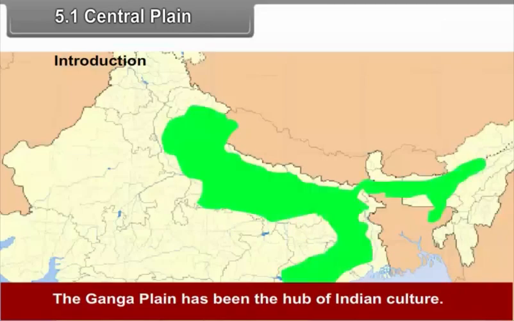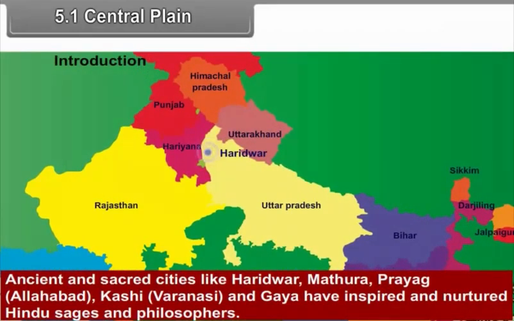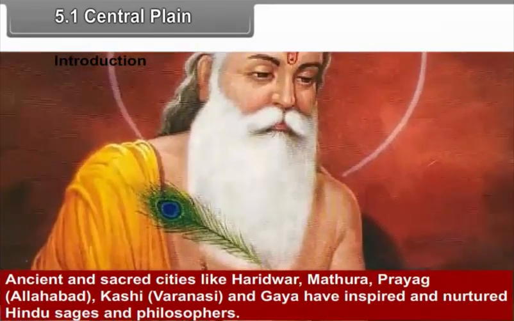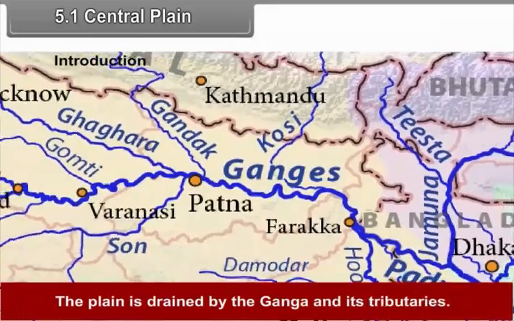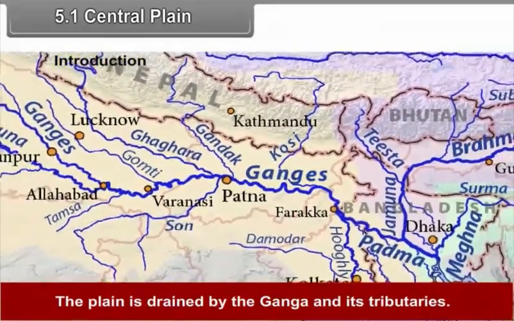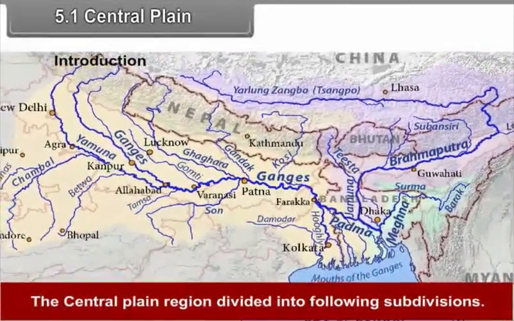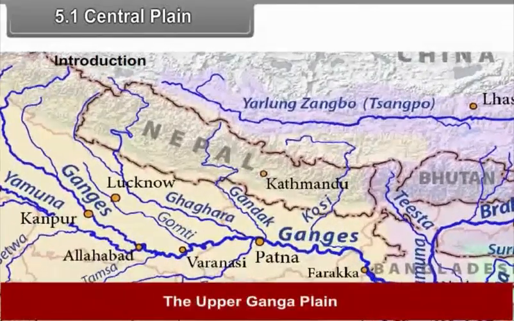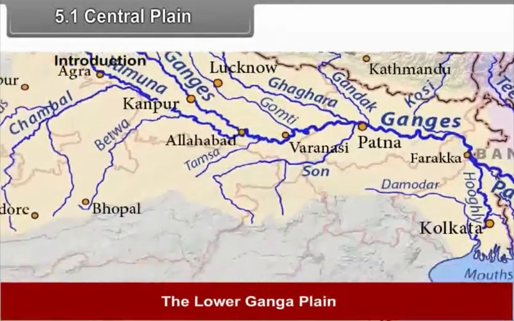The Ganga Plain has been the hub of Indian culture. Ancient and sacred cities like Haridwar, Mathura, Prayag, Kashi and Gaya have inspired and nurtured Hindu sages and philosophers. The plain is drained by the Ganga and its tributaries. The Central Plain region is divided into the following subdivisions: the Upper Ganga Plain, the Middle Ganga Plain, the Lower Ganga Plain.